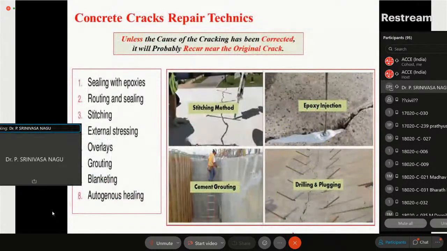Okay, so concrete crack repairs. This is the major problem for repairs and retrofitting of the system itself. There are several methods. The main thing is, unless the cause of the cracking has been corrected, it will probably reoccur near the original crack.